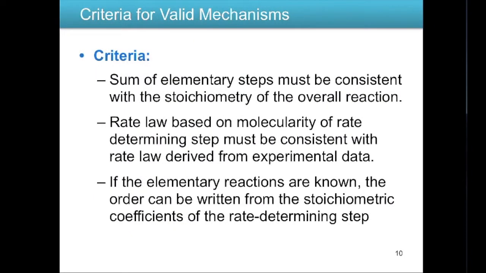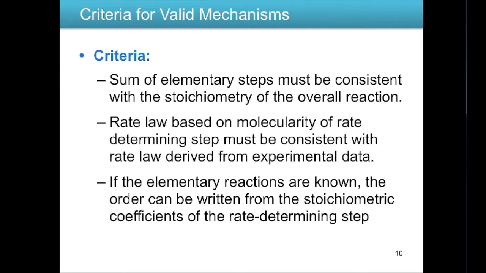Okay, so now we're going to be looking at how to know if a proposed mechanism is actually something that's valid or can be possible. So the criteria for a valid mechanism are that the sum of the elementary steps must be consistent with the stoichiometry of the overall reaction. In other words, you must be able to add up those elementary steps and it should equal the overall reaction. The rate law has to be based on the molecularity of the rate determining step. So again, the rate determining step and the rate law must match in terms of both the components present, the molecules that are there, as well as the exponents must match the stoichiometry, right?